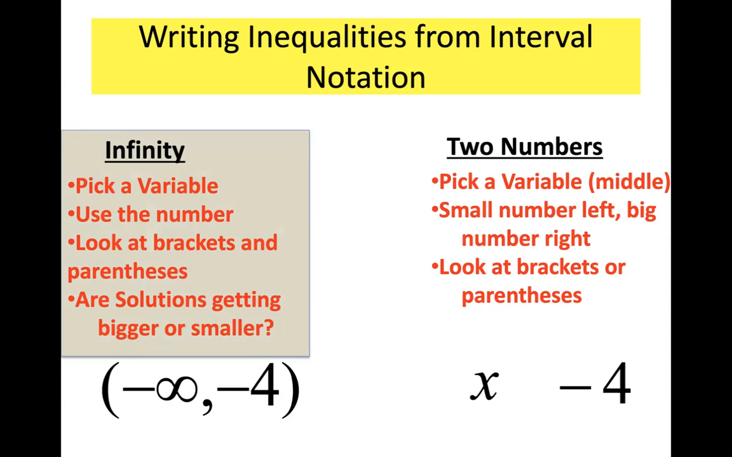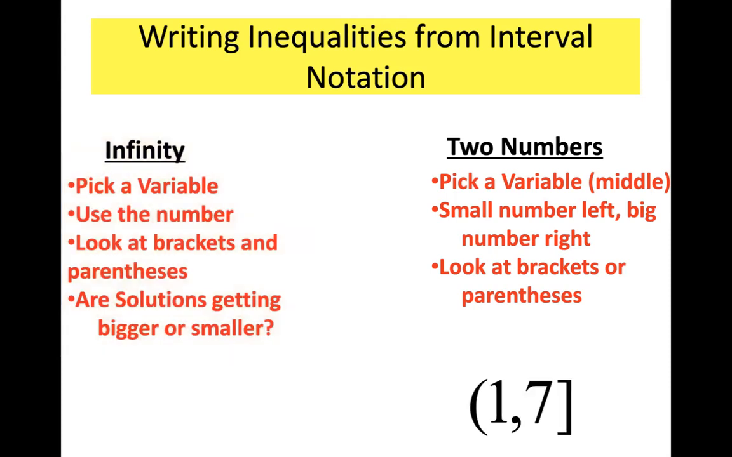Now read the interval notation. I'm going from negative infinity all the way, I'm getting bigger, to -4. So I need to be less than. So I'm going from -4 all the way down to negative infinity. So that means that the solutions are smaller than -4. So this one's a little bit weird because you intuitively want to say greater than, so that the answers are getting bigger all the way up to -4, but then they're stopping. So you're not getting any bigger than -4. You're only getting smaller than -4.